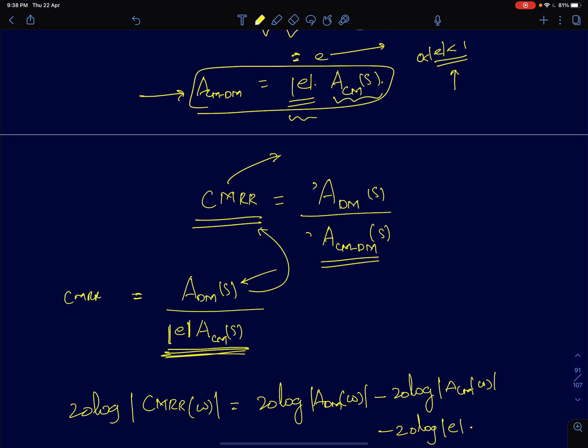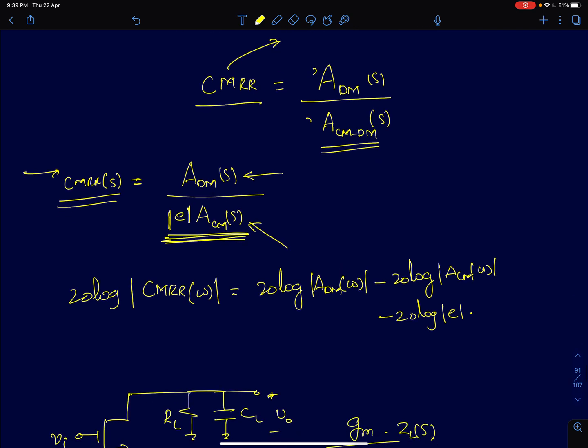So if I plot CMRR, the common mode rejection, as a function of frequency, then by looking at this equation, we can say the poles and zeros of ADM of S will also be the poles and zeros of CMRR of S, and the poles and zeros of ACM of S, the common mode gain, will be the zeros and poles of CMRR of S.